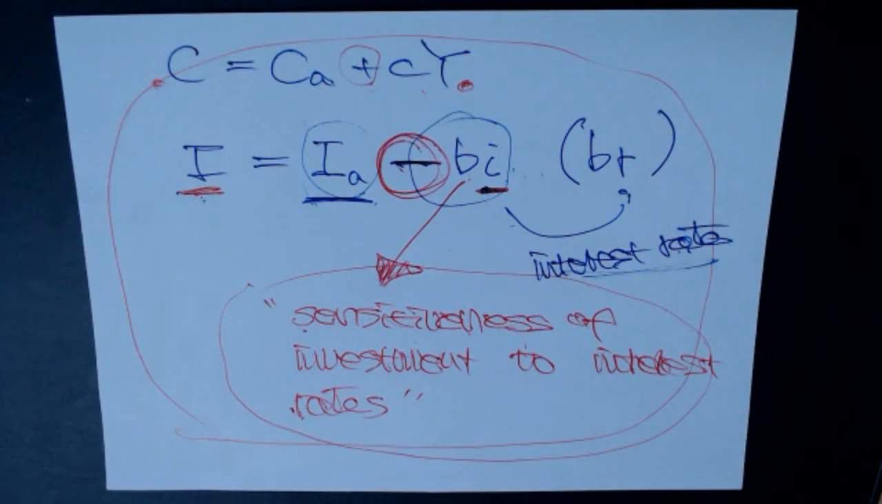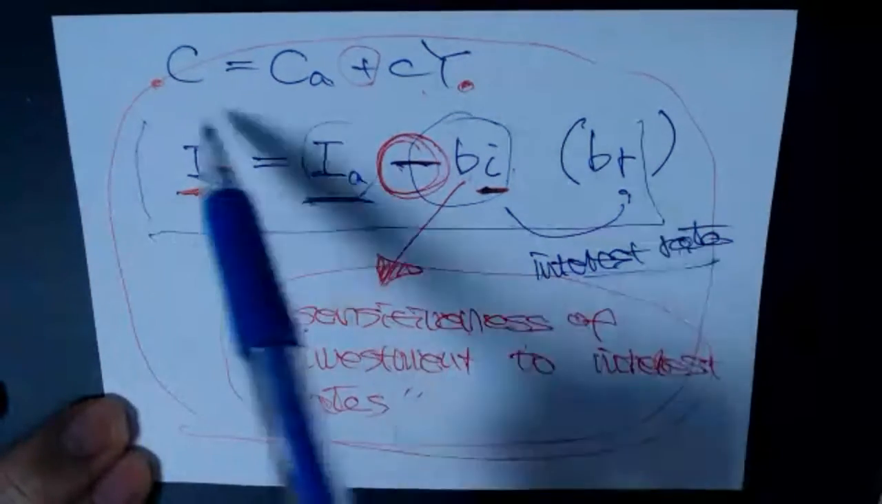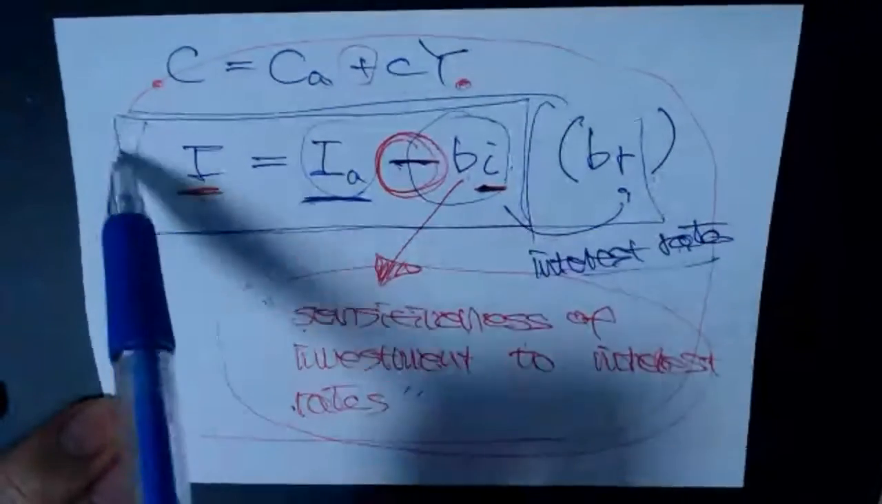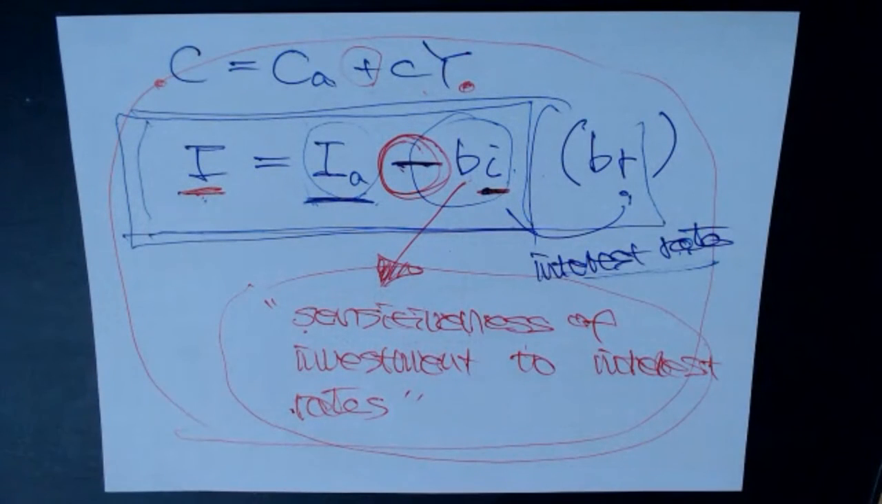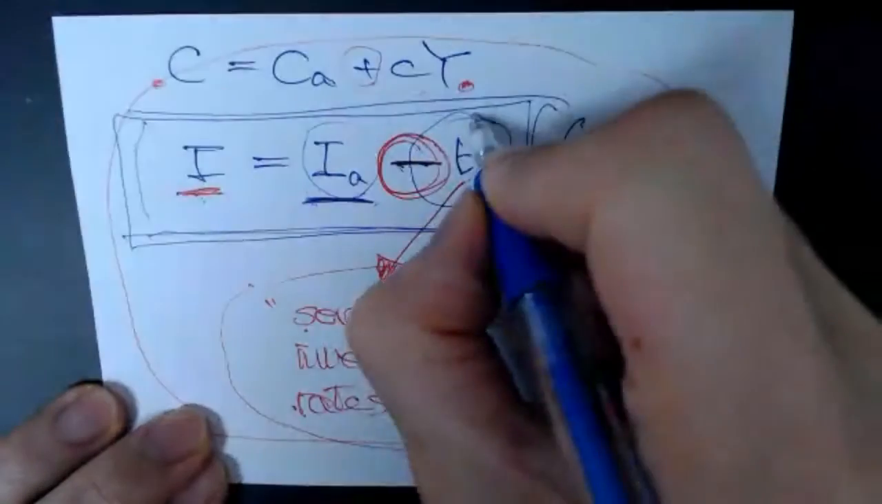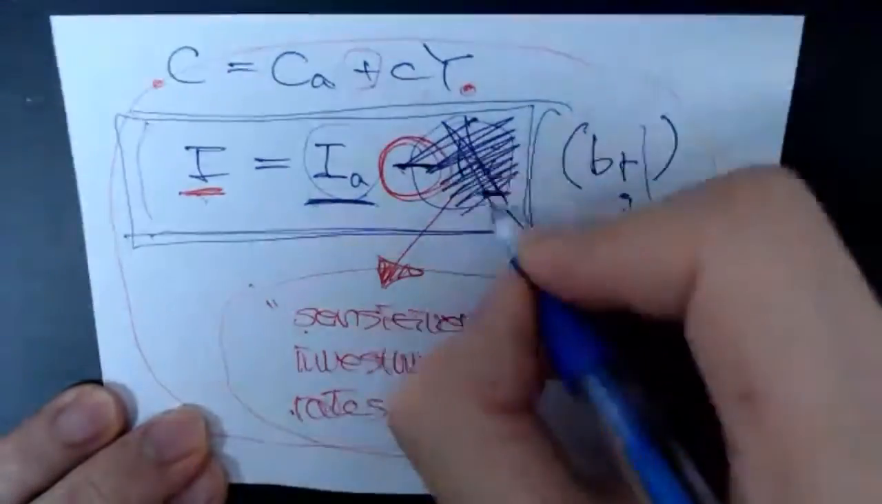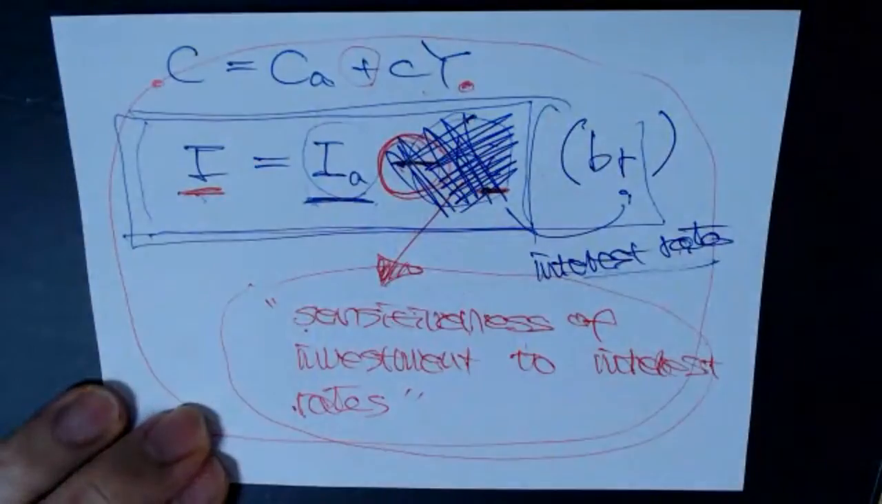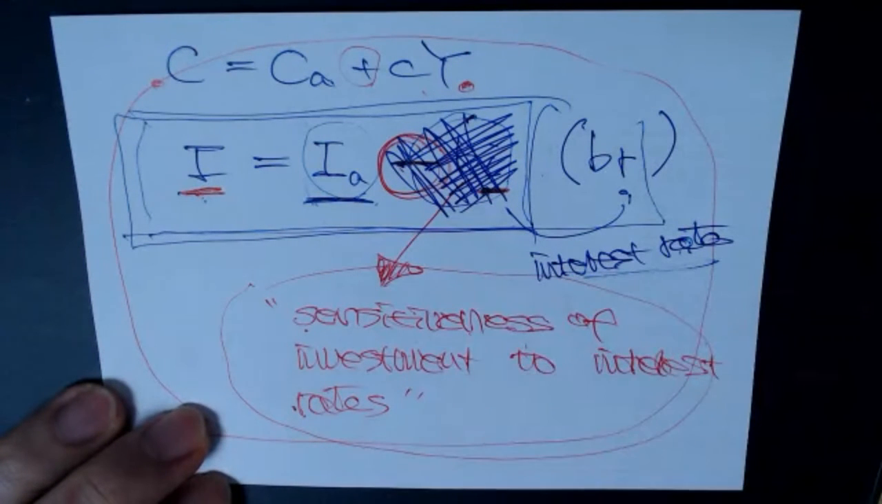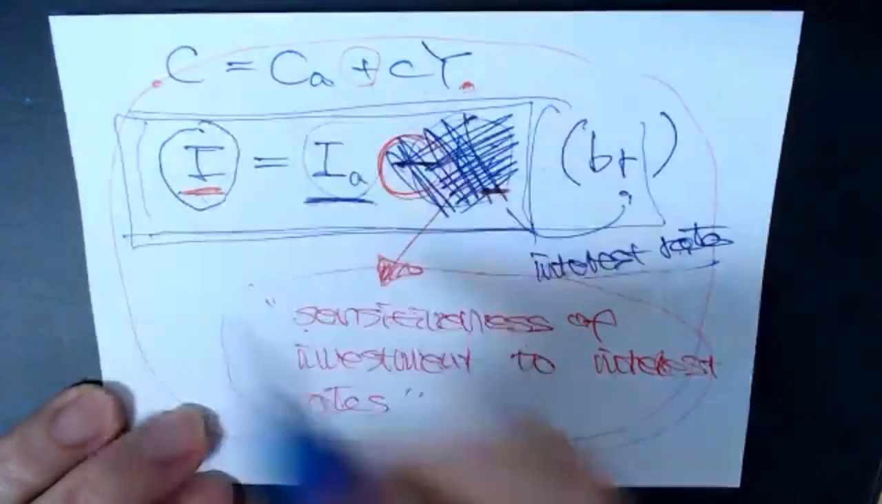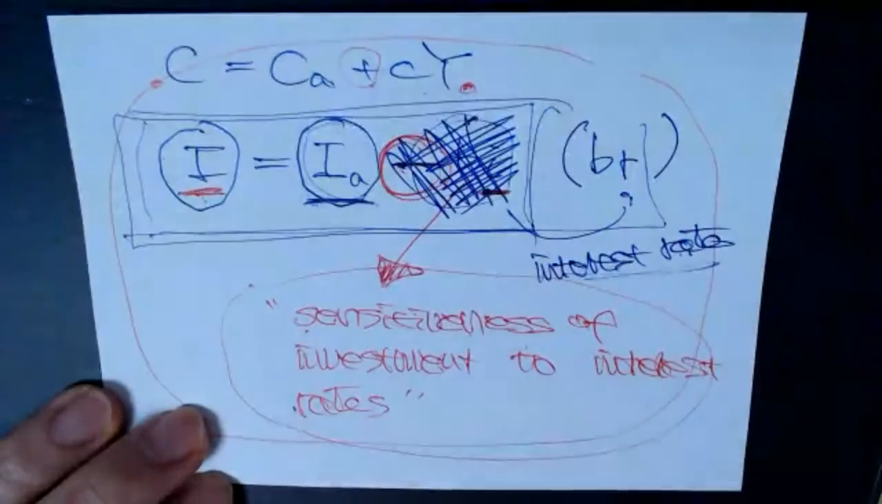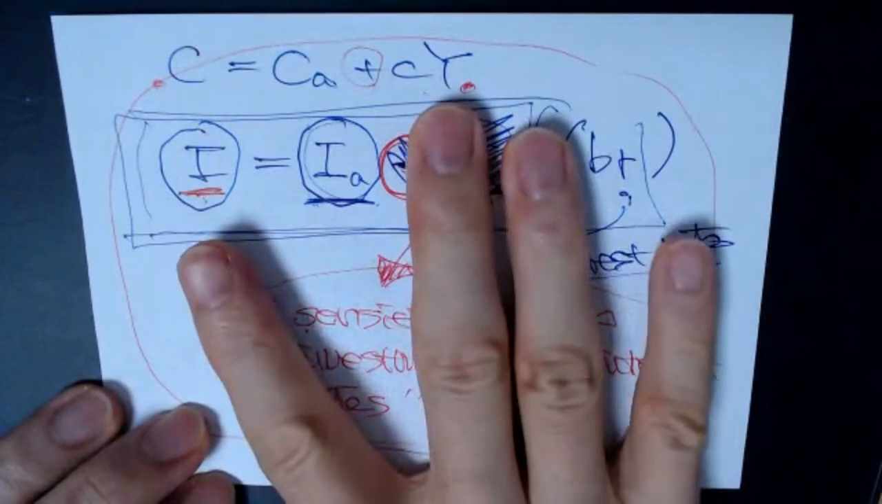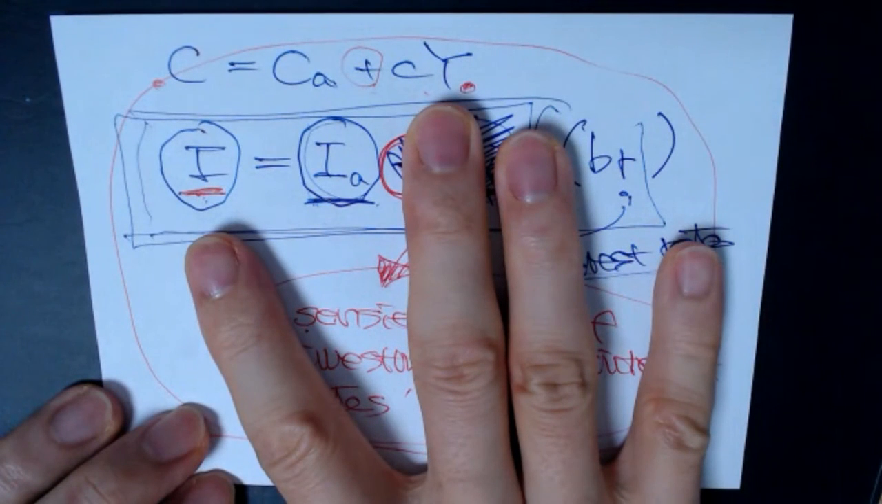But what you have to remember is that even though this is the typical investment function, this week and next week we don't consider the second part, because we haven't introduced interest rate in our analysis. So we just assume that investment equals IA. The second part we will introduce after we study the money market.